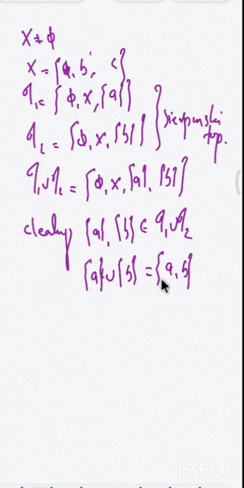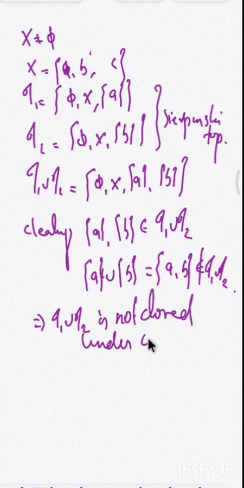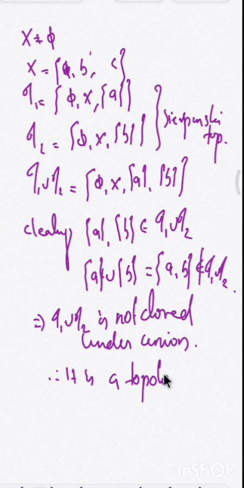The set {a, b} is not in tau 1 union tau 2. Otherwise, tau 1 union tau 2 would contain the set {a, b}, which was capital X only. That's why I changed it into {a, b, c}. Since {a, b} is not in tau 1 union tau 2, tau 1 union tau 2 is not closed under union of its elements. Therefore, it is not a topology.